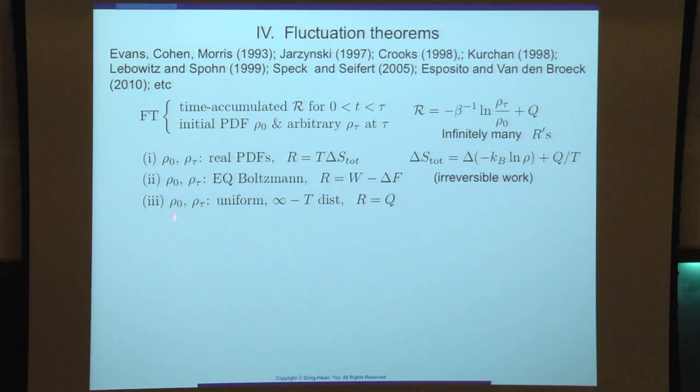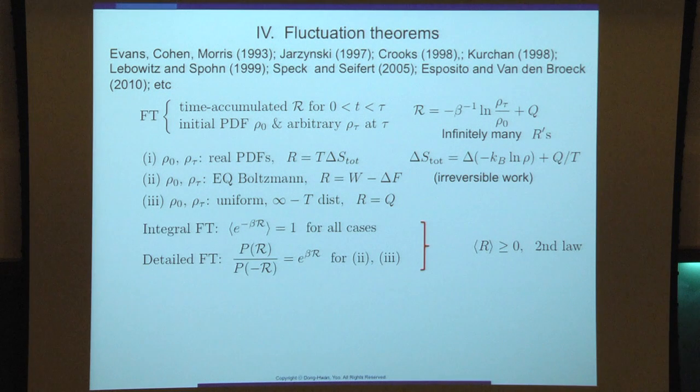And this case 3 is very seldom cited. If rho zero and rho tau are uniform, the first term disappears, so R becomes heat itself. But experimentally it's very hard to get this uniform distribution. It is not possible to realize this case experimentally.